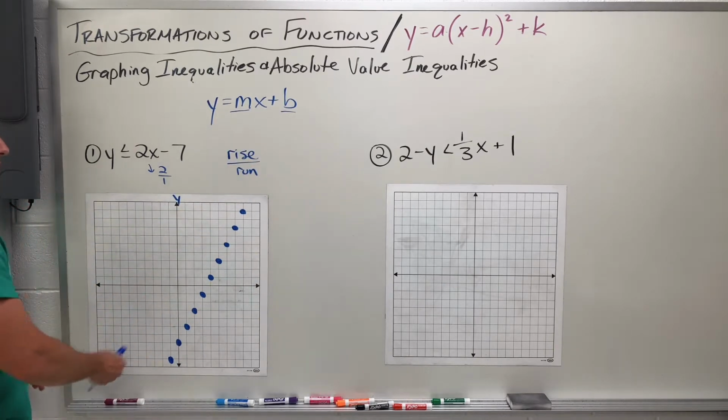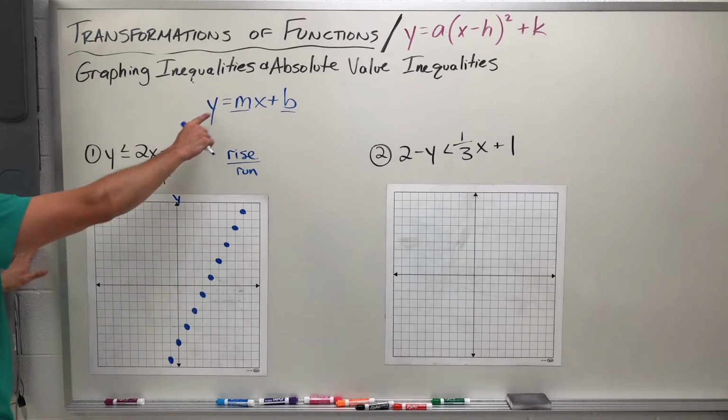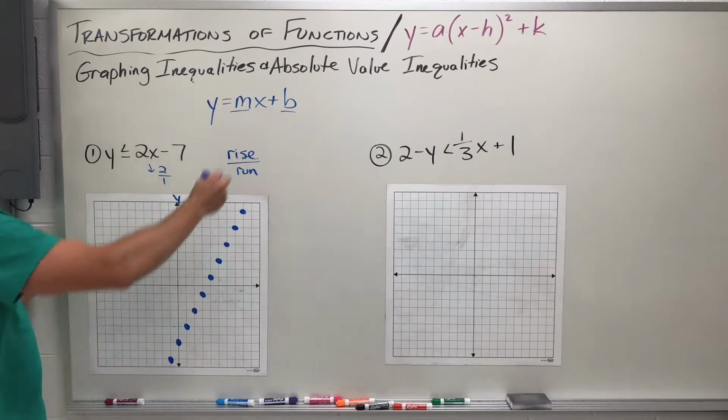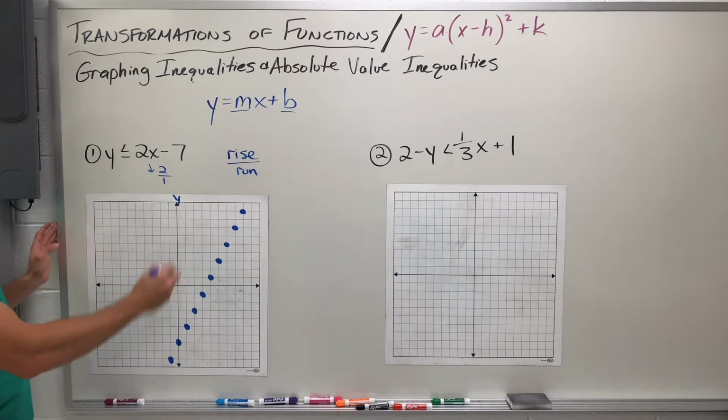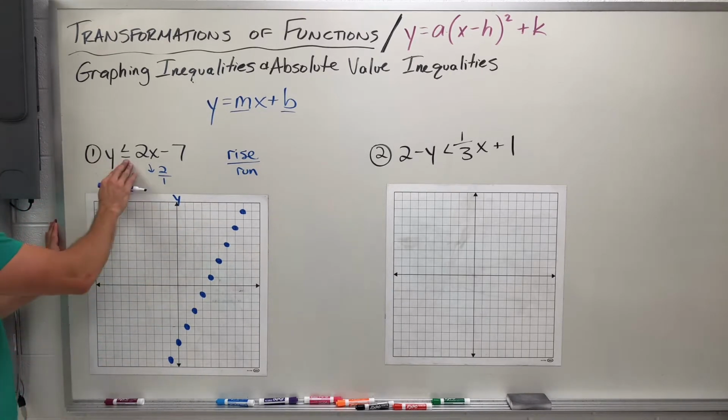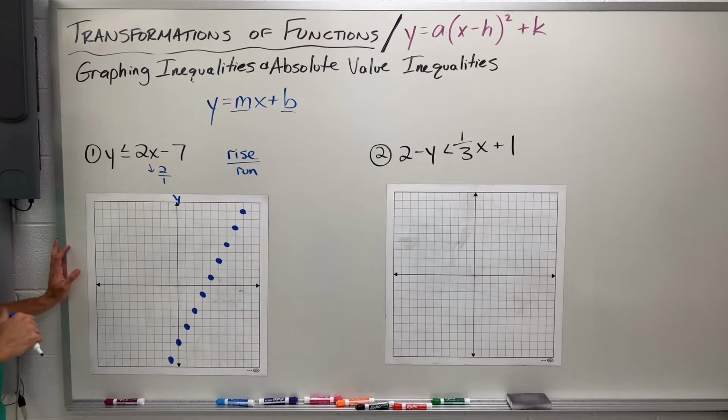Why do I need to keep it going the whole time? Because this is not y equals mx plus b, okay? If it was an equation, I would be done. I would just connect the dots. There's my line, I'm done. But this is an inequality, okay? This is saying y is less than or equal to 2x minus 7.